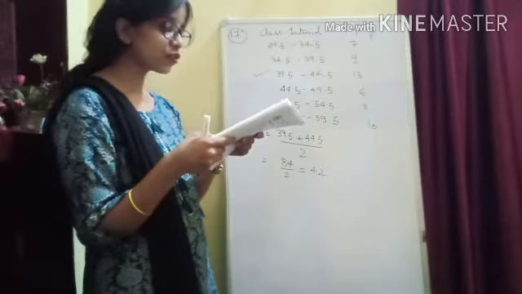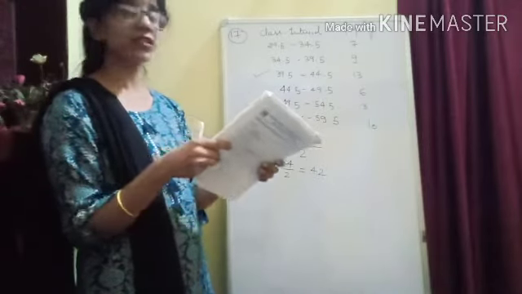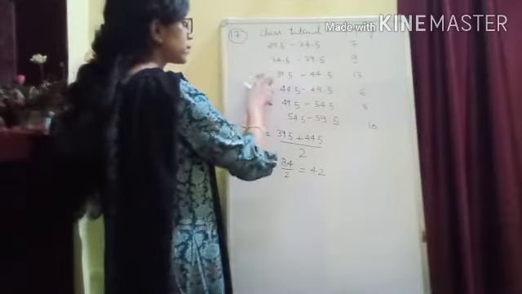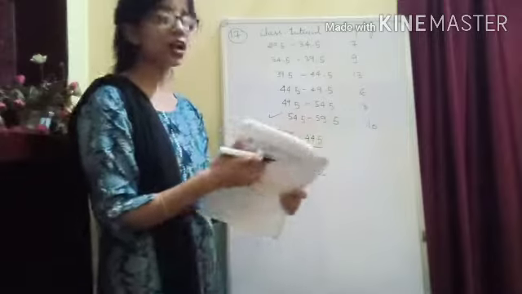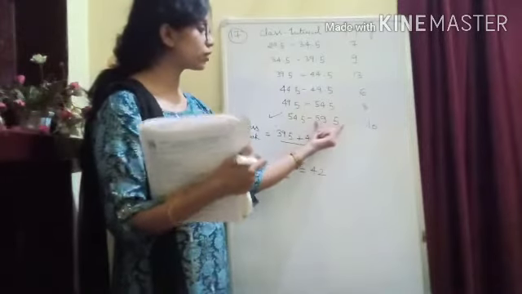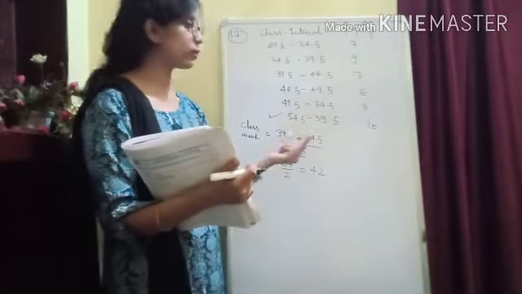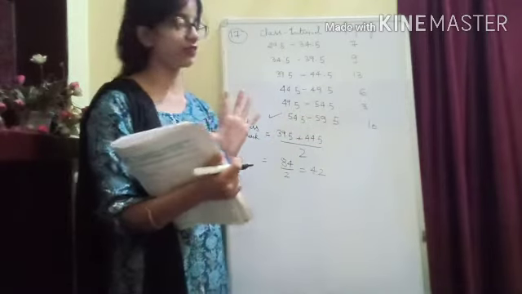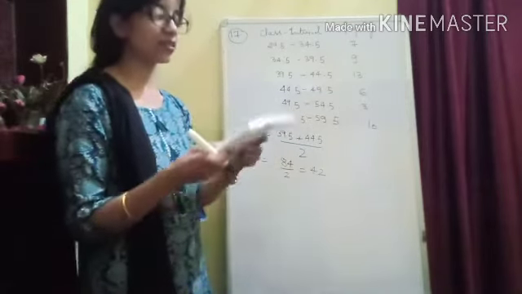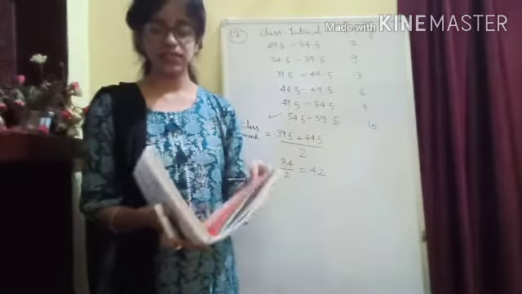The class size of the sixth class interval: 1, 2, 3, 4, 5, 6, this one. And to calculate the class size, how do we do that? It is the upper limit minus the lower limit. 59.5 minus 54.5 will give you 5, and that will be your class size. I hope the exercise is easy for you all.